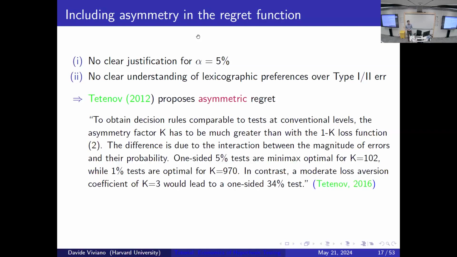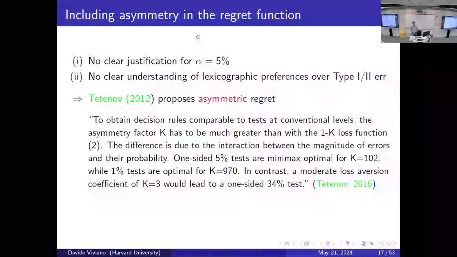To obtain a decision rule comparable to a test at conventional level, the asymmetry factor kappa has to be much greater than the one that we've seen in the 1K loss. So it must be much greater than 39, for instance. The difference is due to the interaction between the magnitude of error and their probabilities. So for instance, if we want to motivate a one-sided 5% test, then we need an asymmetry where kappa is 100. And if we want a 1% test, we need kappa to be basically 1000. So this is a huge asymmetry that we need.